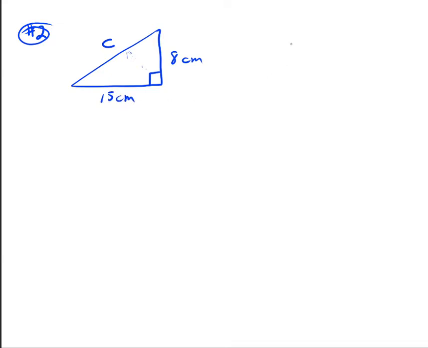So to solve this, number 1 is formula. It's a right triangle, so I'm going to use the Pythagorean theorem: a squared plus b squared equals c squared. And then I'm going to substitute them in. So 8 is a, I guess, and 15 is b. So 8 squared plus 15 squared equals c squared.